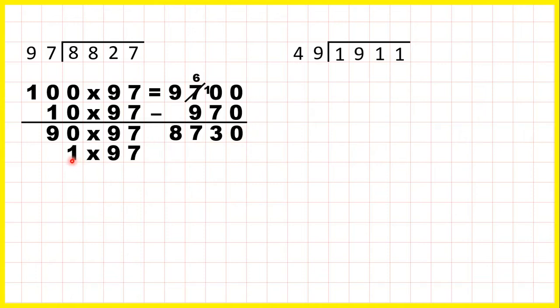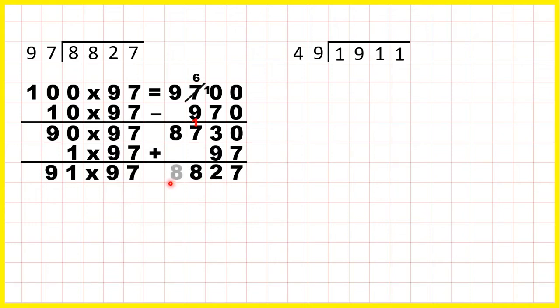So I think just adding another 97, so another 1 times 97, will get us to the dividend. We can use column addition for this. And when we do that, we get exactly what our number is. We get to our dividend. So we got to 90 times 97, added another 97, so one more lot of 97, and that gives us the answer to 91 times 97.